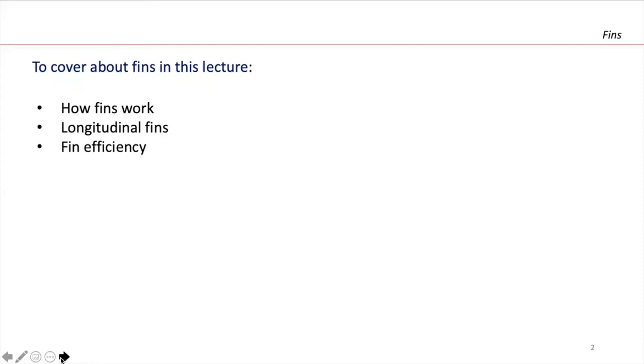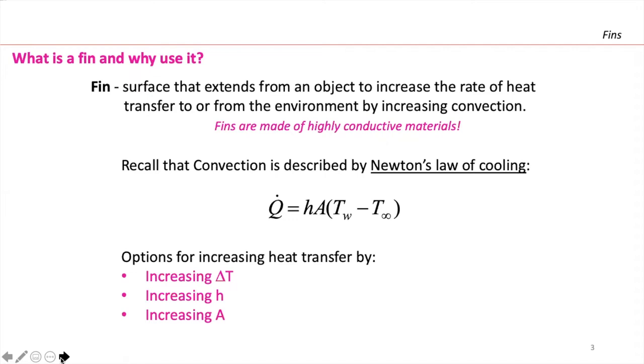So first of all, it is convenient to define at this point what is a fin and why we use fins. So a fin is a surface that is extended from an object to increase the rate of heat transfer to or from the environment by increasing convection. Okay, so we are trying to increase convection by extending the surface of our object. Typically, we make fins of a highly conductive material. So metals are the preferred material to make fins.